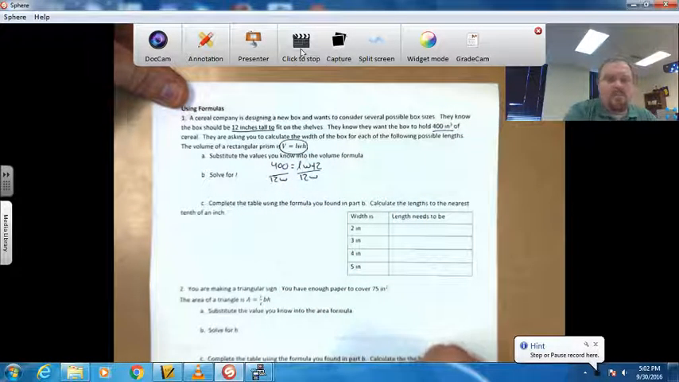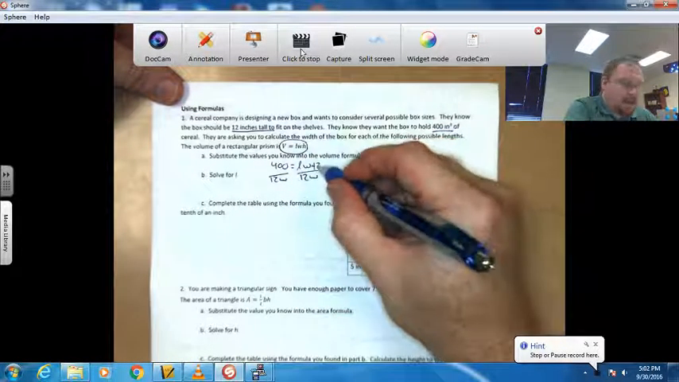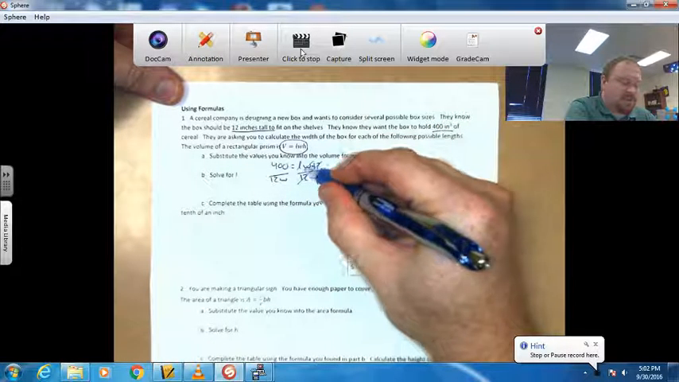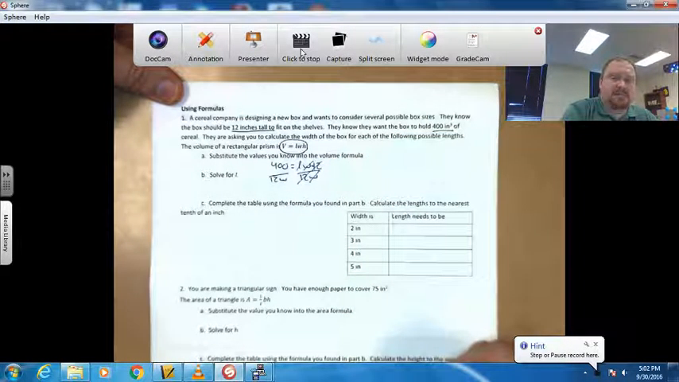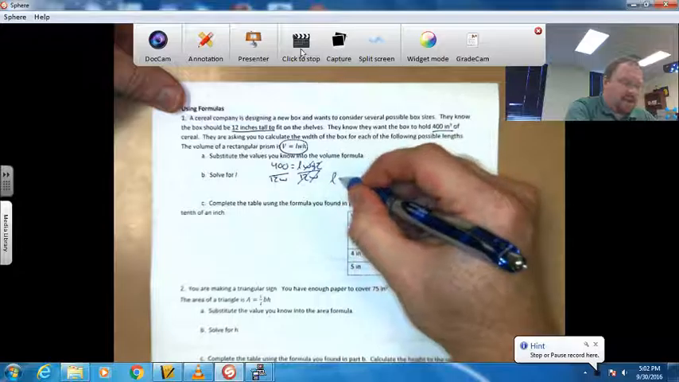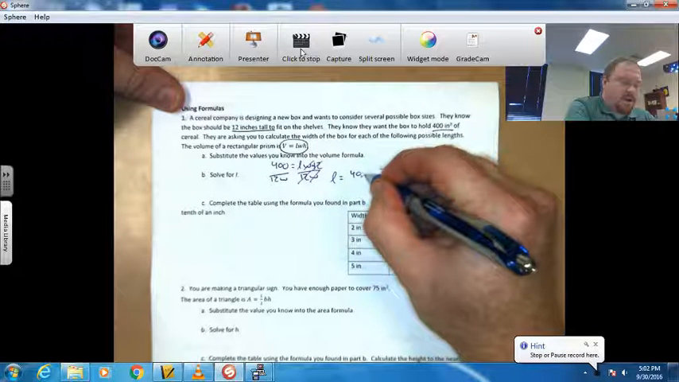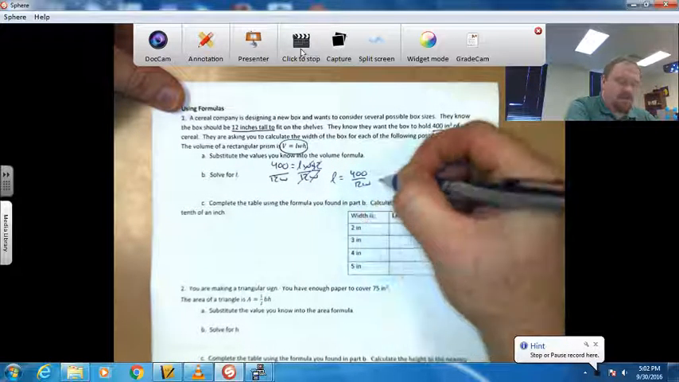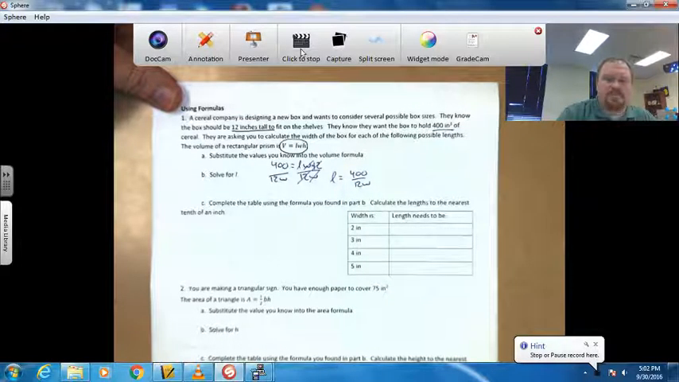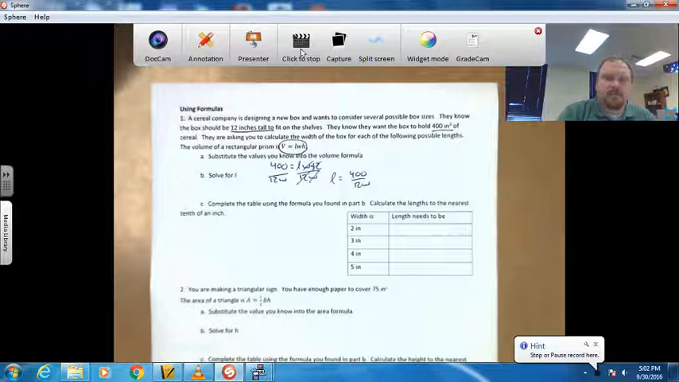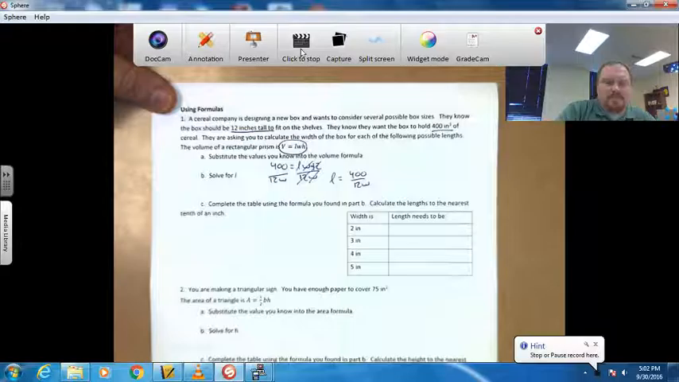Now remember, the order does not necessarily matter when we multiply. So the 12s cancel, the W's cancel, and we find that L equals 400 divided by 12W. So that is our formula. Okay. L equals 400 divided by 12W.